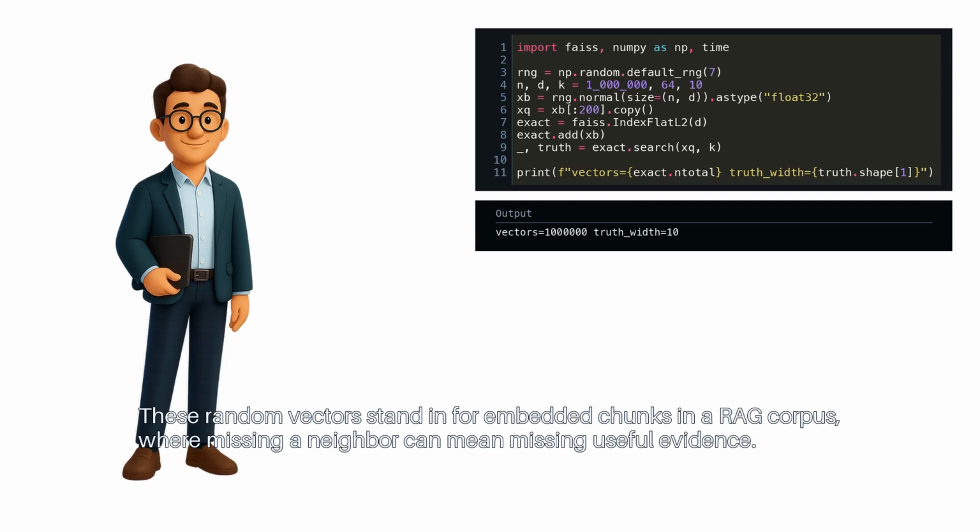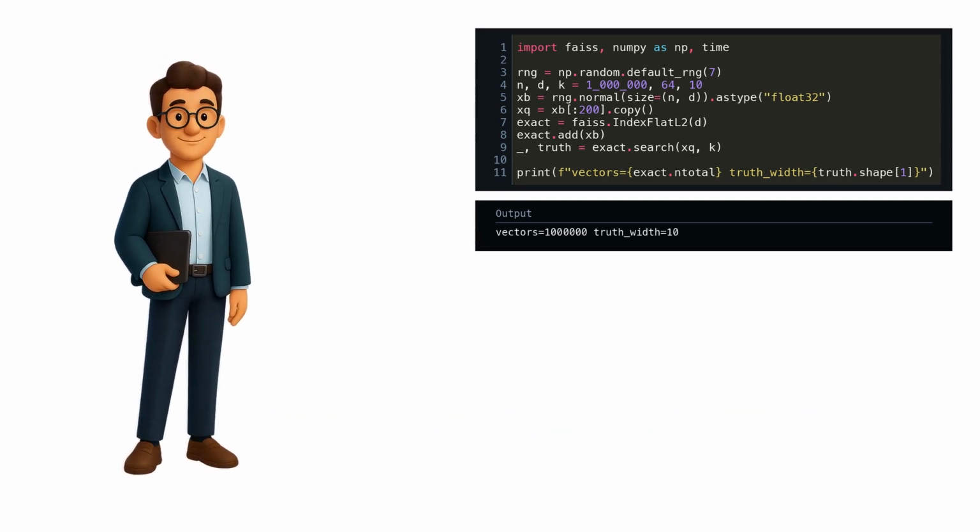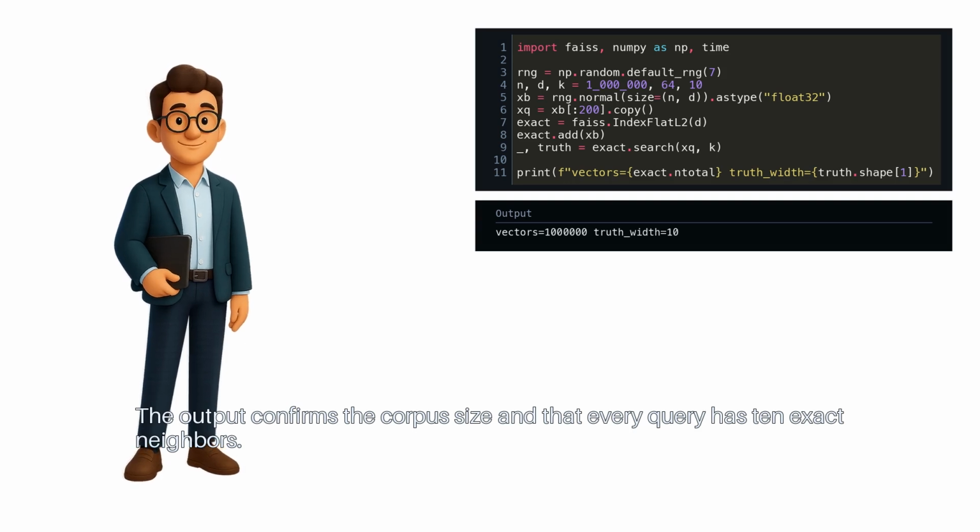These random vectors stand in for embedded chunks in a RAG corpus, where missing a neighbor can mean missing useful evidence. The output confirms the corpus size and that every query has 10 exact neighbors.